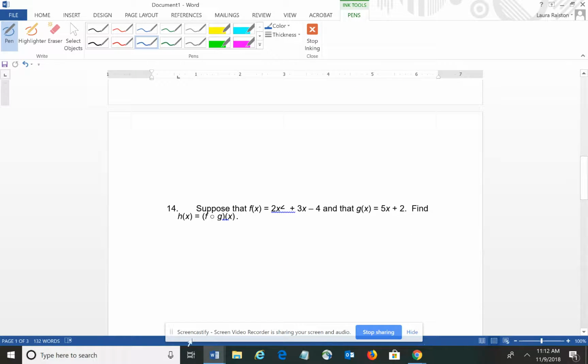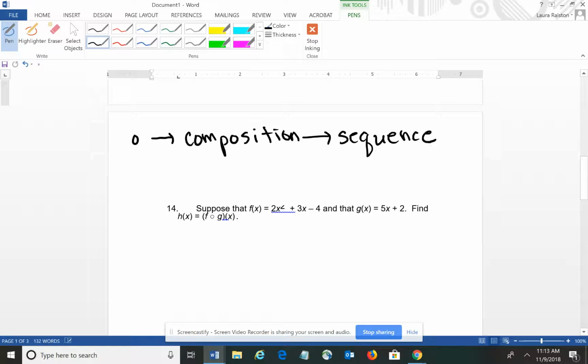The difference with beginning with question 14, that little symbol there with the little open dot means composition. And composition is something totally different from addition, subtraction, multiplication, or division. It's actually like a sequence of events, sort of like you're following a recipe and you have to do things in a specific order, which is indicated by the way the expression is written.